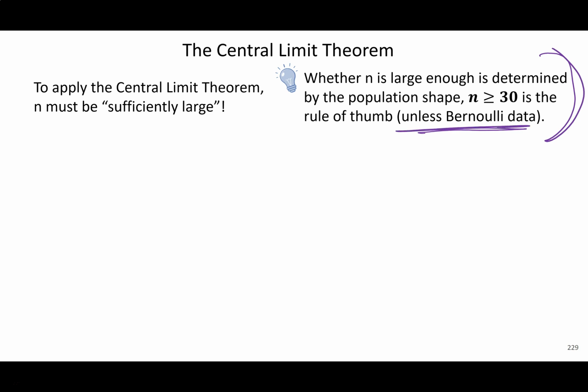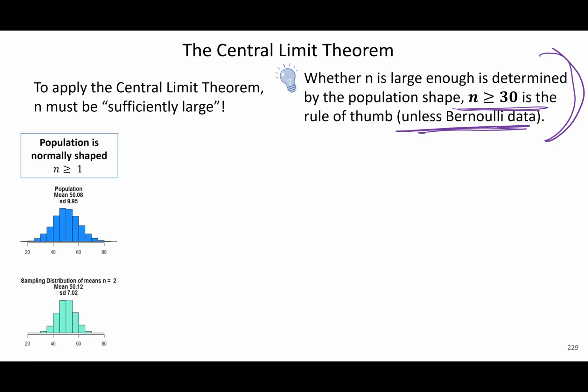Unless it's Bernoulli data. Later on, I want to say 2 or 3 weeks from now, we're going to look at proportions, categorical data. That's what this Bernoulli data is. That has its own demands for what is big enough. So if you're looking at means, samples of 30 or more are big enough for us.